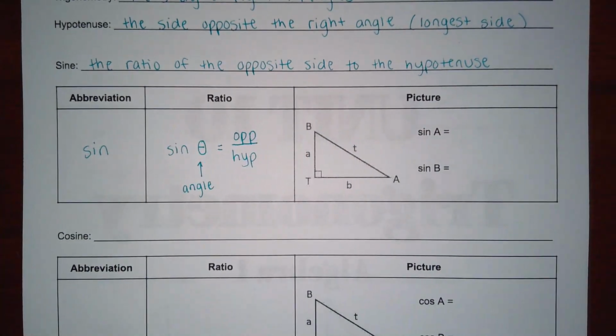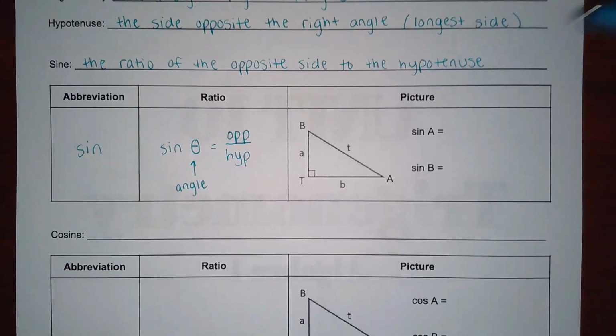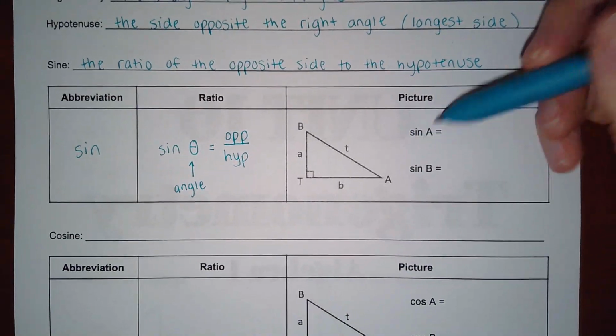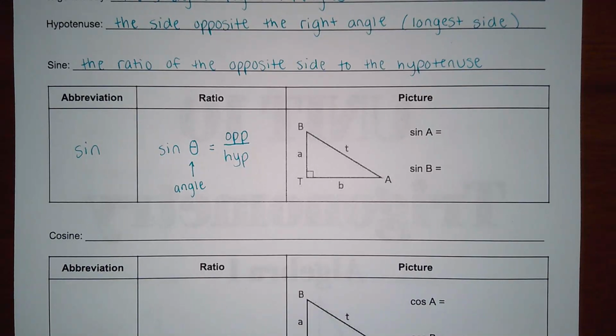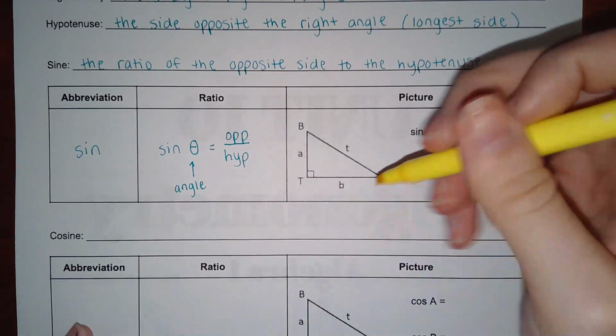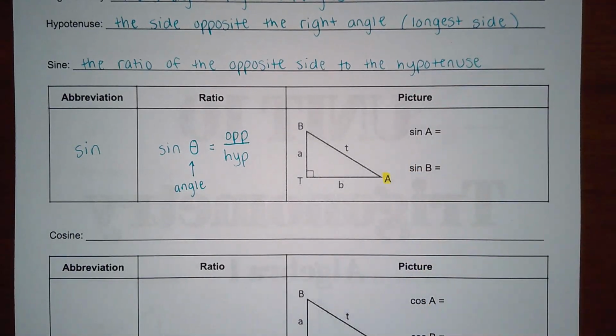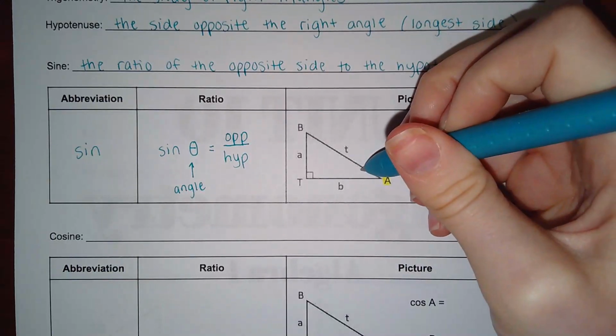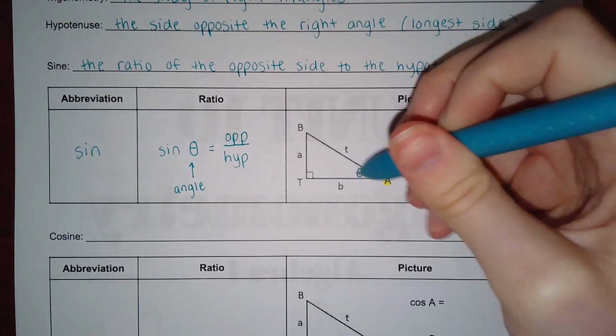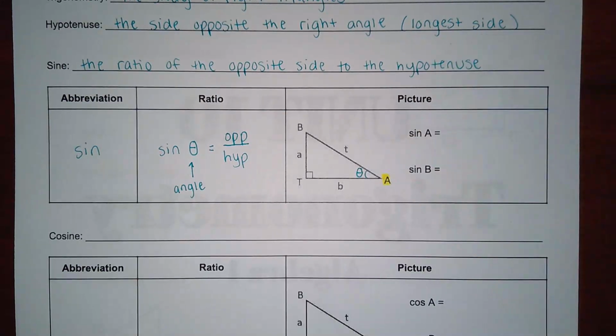Now, this is all kind of arbitrary unless we have a picture that we're looking at. So we're going to go ahead and find the sine of an angle here. I'm going to start by looking at the sine of angle A. So if I'm looking at angle A here, this would be the angle. I'm going to label that with my theta symbol. This would be the angle that I'm looking at. This is angle A right here.